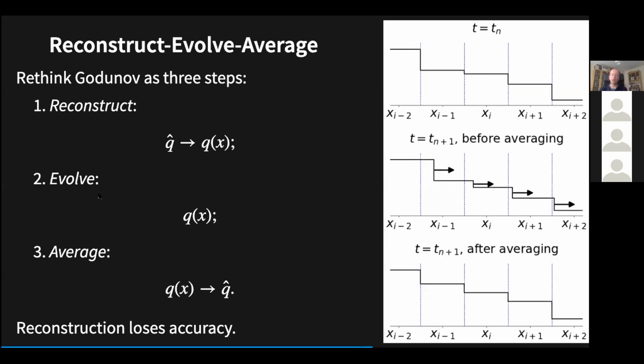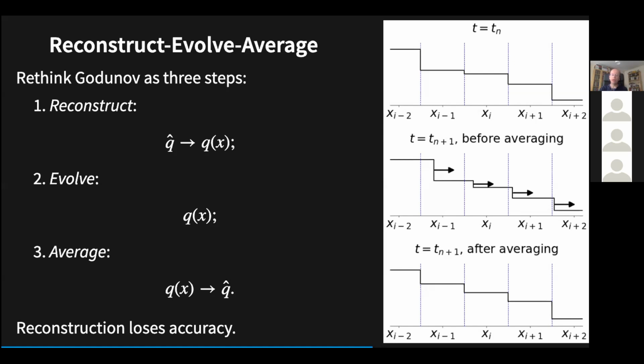So this is an evolve step. We've gone from Q of x at the initial time to Q of x at a later time. And finally, to complete our one integration step, we want to average over each of our cells as before. This gets us back to the cell integral averages. And this final step means that we've ended up with a solution that we can think of as being roughly piecewise constant as before.